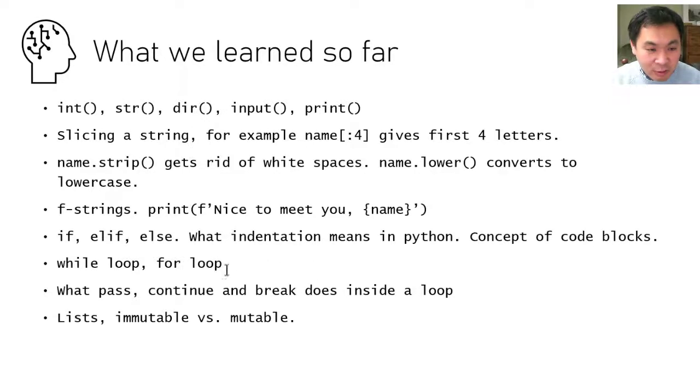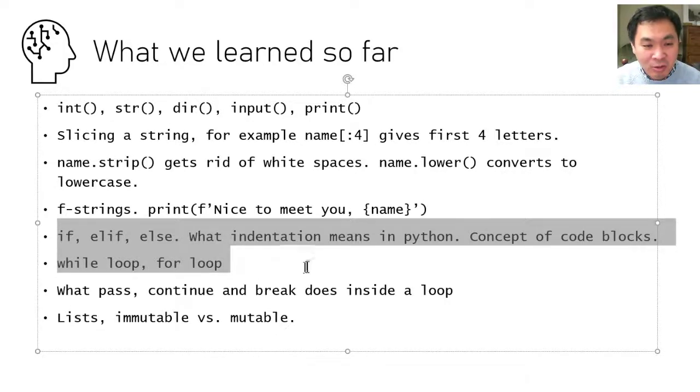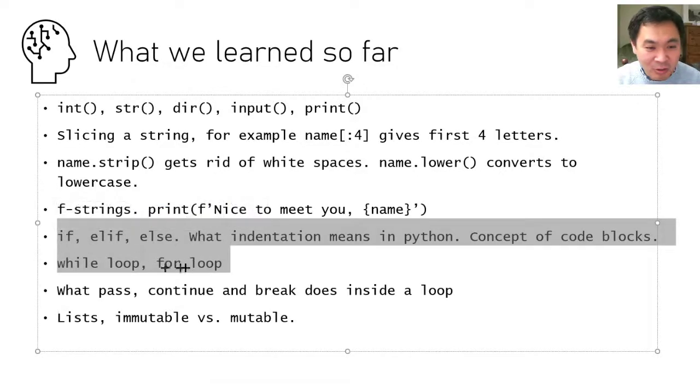Now, among these, the most important two topics are the if-then, if-elif-else, and the other one is while loop or the for loop. Loops and if-thens are actually the hardest part of programming. In fact, for loop was something that took me 1 month to understand when I first learned programming languages. So if you have trouble with these, don't be too discouraged. It takes a lot of time and effort until you fully grasp these two concepts.